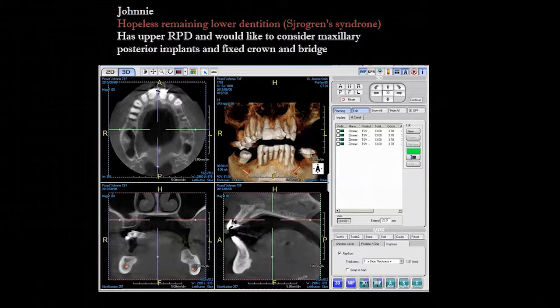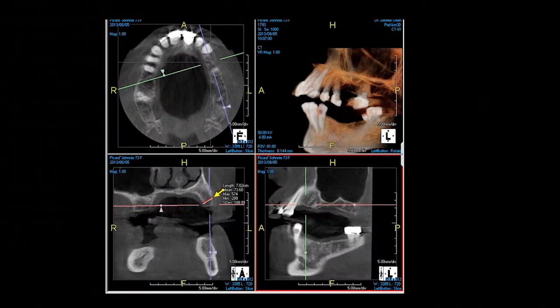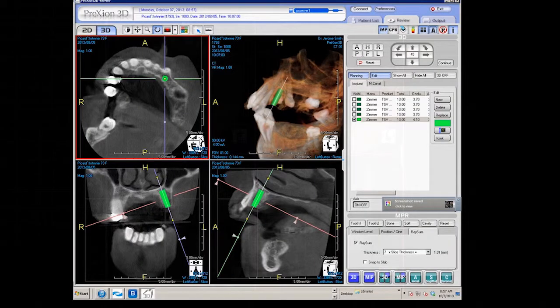Here's a lady with hopeless remaining lower dentition. She has Sjogren's syndrome, an upper RPD, and wants to consider maxillary posterior implants, fixed crown and bridge. Once again, go through the scan. Let's start looking at how much available bone there is. This would be in the number 12 site. Looks nice and wide.